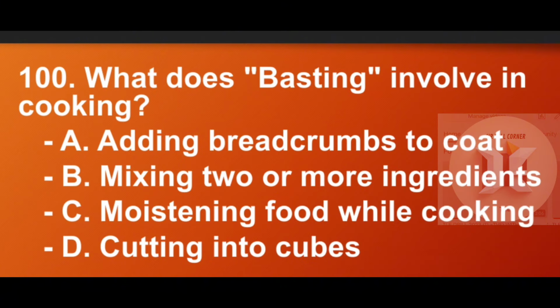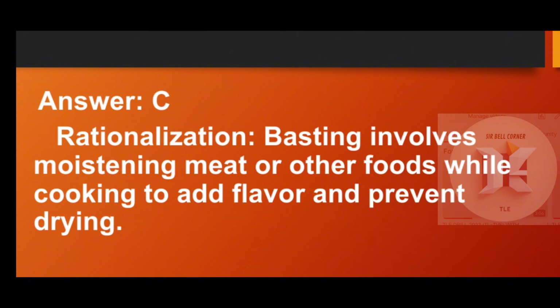100. What does basting involve in cooking? A. Adding breadcrumbs to coat. B. Mixing two or more ingredients. C. Moistening food while cooking. D. Cutting into cubes. Answer. C. Rationalization. Basting involves moistening meat or other foods while cooking to add flavor and prevent drying.